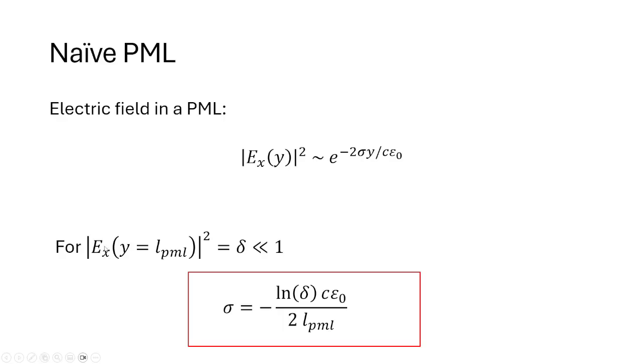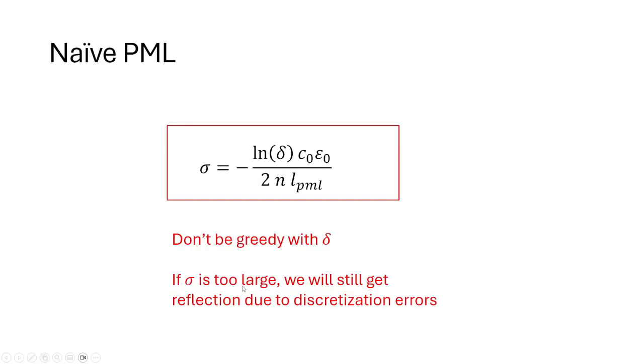So we want Ex squared at y equal to L_PML to equal delta, and delta is going to be a very small number, much less than 1. So then we just solve this equation. We solve this equation up here for sigma at y equal to L_PML, and we get this equation down here. So we pick a small number delta, we plug it into this equation, and we get our sigma. Now, as I mentioned, it's tempting to be greedy and ask for delta to be 0, right? If I plug 0 into this, ln of 0 just becomes minus infinity. So our sigma will be infinite. So we can't do that. We can't do infinities on a computer.